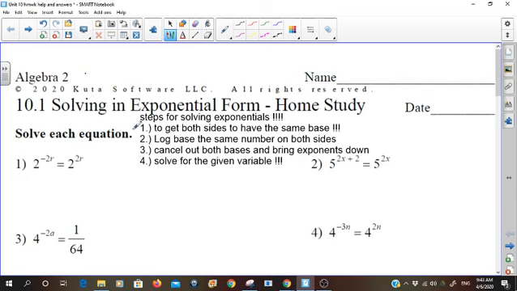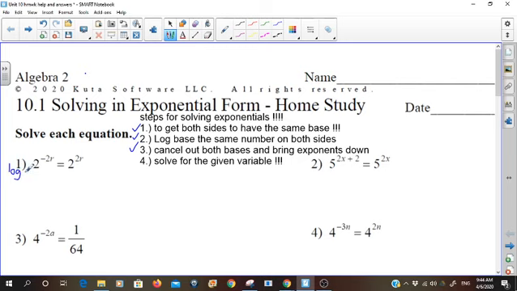We've got both sides with the same base already. Check. So we can go ahead and log base the same number on both sides, and that'll help us cancel out both sides. You don't necessarily have to do this, but just know that's what's going on when we cancel out the bases.